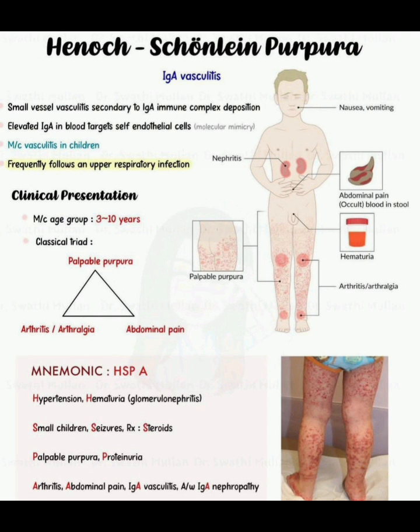So the mnemonic of HSP is hypertension, hematuria, glomerulonephritis. There is small children seizure, treatment is steroid, palpable purpura, proteinuria present, arthritis, abdominal pain, immunoglobulin A vasculitis, and immunoglobulin A nephropathy. HSP differential diagnosis, what do we keep? HSP, ITP, NAI, drug reactions, COVID, leukemia, sepsis, DIC, and PIMS we can keep.